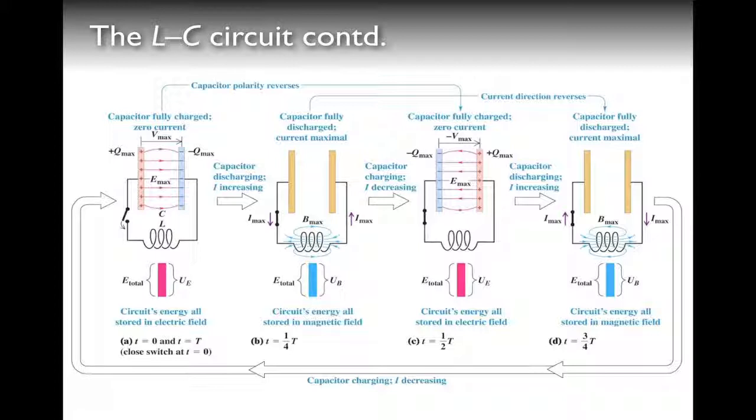In the third panel, now the capacitor's polarity has reversed. In that particular case, the right plate is fully positively charged. We have again 0 current, and again the circuit's energy is stored all in the electric field. And then in the final panel, we have the reverse process of the second panel, where now as the capacitor is fully discharged, the current is flowing at maximum speed, however in the opposite direction. And this process repeats ad infinitum because in this idealized LC circuit we actually have no friction, meaning that the oscillation is completely undamped.